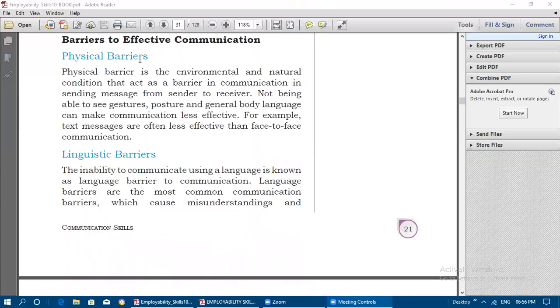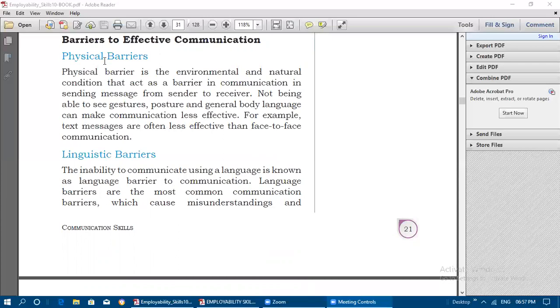So first one is physical barriers. Physical barrier is the environmental and natural condition that acts as a barrier in communication, in sending a message from sender to receiver. Not being able to see the gestures, posture, and general body language can make communication less effective. For example, text messages are often less effective than face-to-face communication. So if you are speaking with a person through text message, it will be less effective. So we need to show our gestures, postures, general body language in the communication.